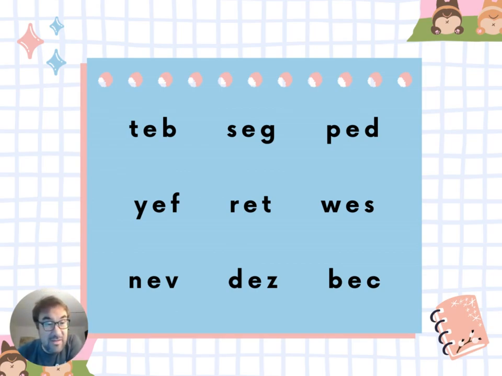All right, now it's your turn. All right, go ahead and sound out this word for me. All right, hopefully for that one you said yef. Okay, here's the next one. Go ahead and sound it out. Okay, did you say ret? That would be correct. All right, next one. Okay, if you said wes for that one, that is correct.